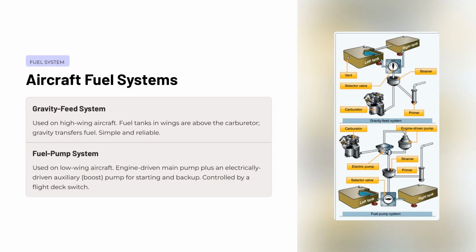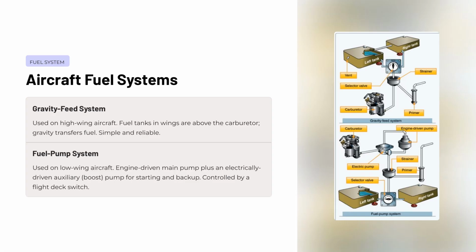Aircraft fuel systems are designed around one fundamental principle: getting fuel from the tank to the engine reliably. The specific method depends largely on the aircraft's configuration. On high-wing aircraft, a gravity feed system is used. Because the fuel tanks are located in the wings above the carburetor, gravity alone moves the fuel downward through the system. There are no pumps required, which makes this design exceptionally simple and dependable.